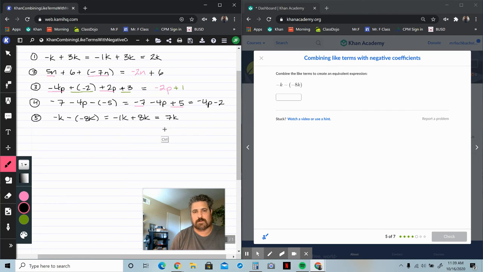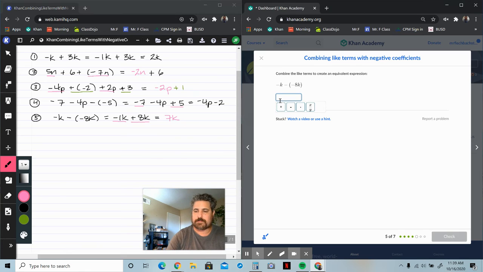It's pretty straightforward. So that's kind of how you do it. If you want, I can color code it again for you guys to show you that these two are like terms and they can be combined into positive 7k. So that's your answer, 7k. And then go to the next one.